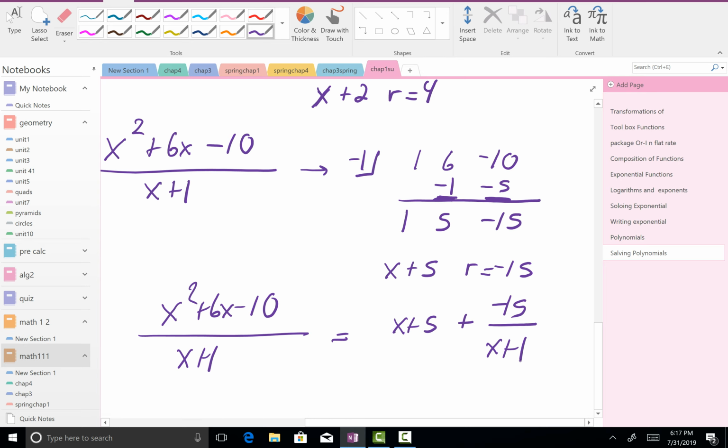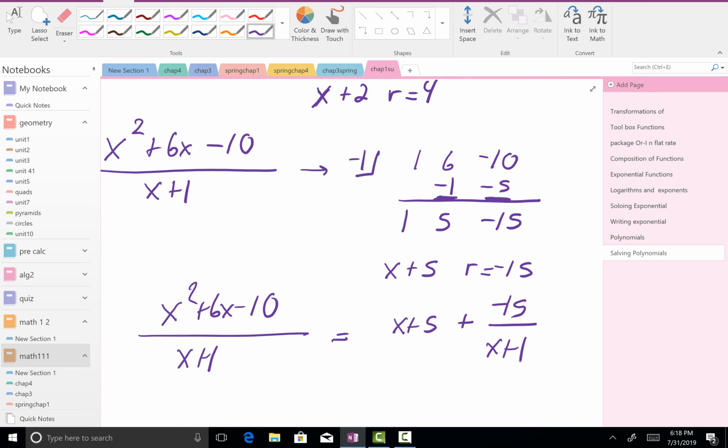So if I found a common denominator, these things, then we would end up with this. All right? Because what I would do is have to multiply this by x plus 1. So I have an x plus 1 on the bottom. And in doing that, I would get x squared plus 6x plus 5 minus 15, which is -10. So all you're doing is rewriting that.